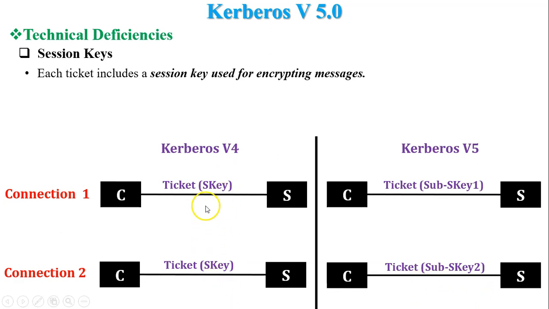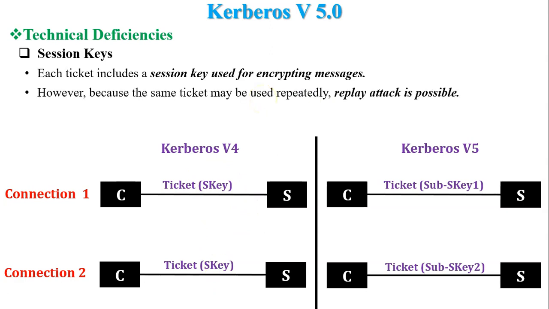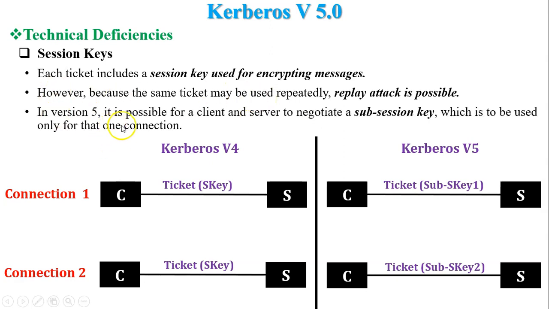So now we can say in version 4, the same session key is used for both connections. So if the same ticket may be used repeatedly, it is vulnerable to the replay attack. In Kerberos version 5, it is possible for a client and server to negotiate a sub-session key which is to be used only for one connection. So here the limitation of session keys is overcome using the sub-session key in Kerberos version 5.